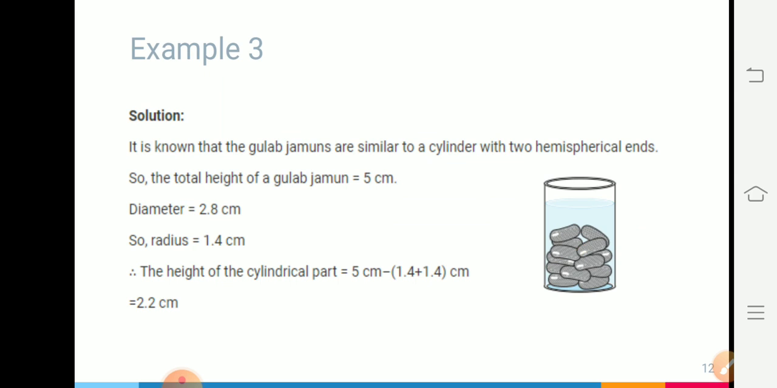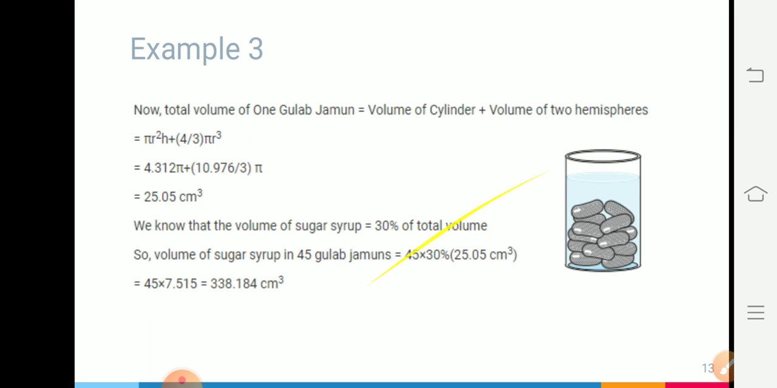So a gulab jamun is cylindrical with two hemispherical ends. So the height of the gulab jamun is 5 centimeter. The diameter is 2.8 centimeters, so the radius is going to be 1.4. So the height of the cylindrical part will be 5 centimeter minus the radii, which you will be subtracting twice. So you're going to get the cylindrical part height as 2.2 centimeter.